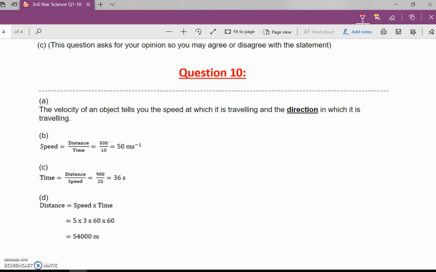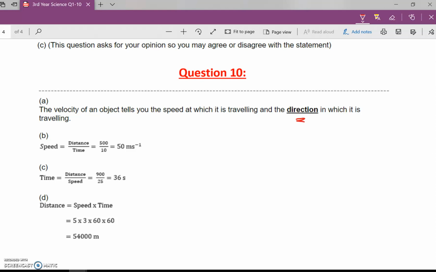So it says, fill in the missing words in the following sentence using one of the words below. So the velocity of an object. So velocity, remember, is the speed at which it is traveling. So speed is just how fast something is going. Velocity is how fast it's going in a particular direction. So the velocity of an object tells you the speed at which it is traveling and the direction in which it is traveling. So the answer to the first part is direction.